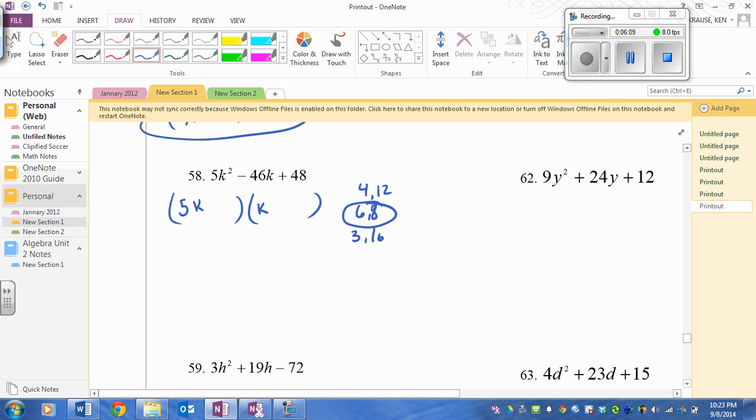Isn't 5 times 8 40? And that gives me close to 46, right? So 8 here and 6 here. 5 times 8 is 40. 6 times 1 is 6. That's 46. So both sides will do the same and they both will be negative.